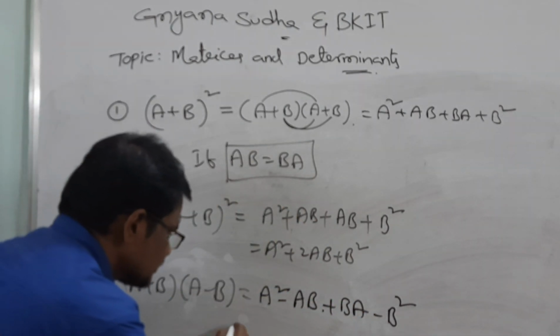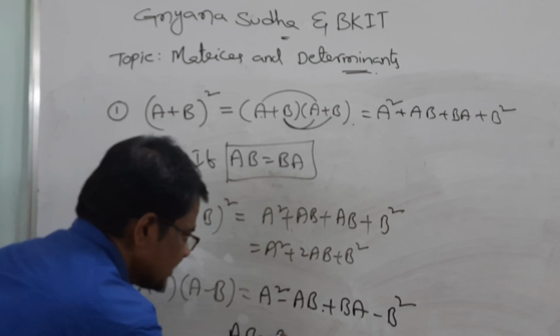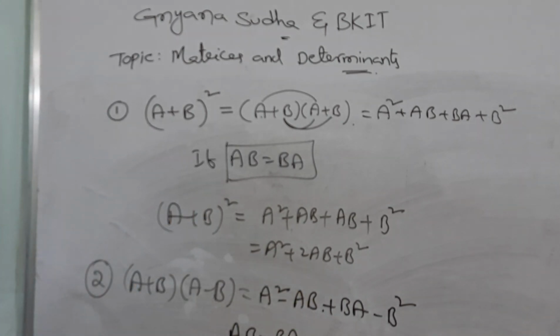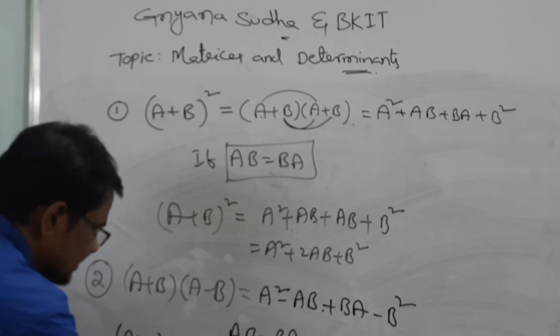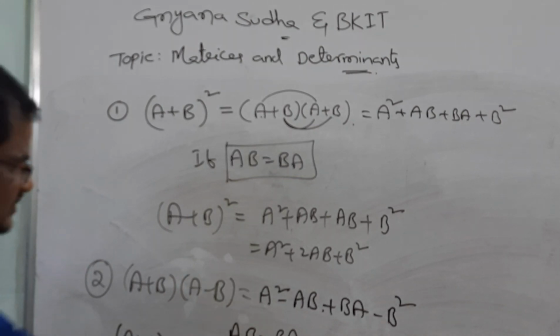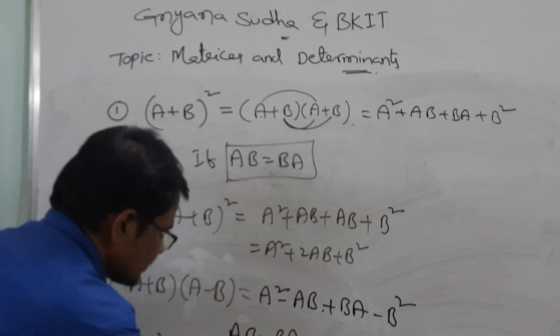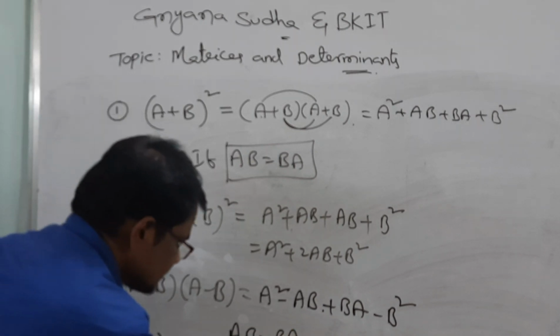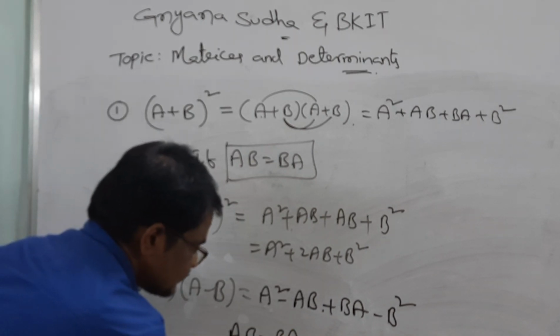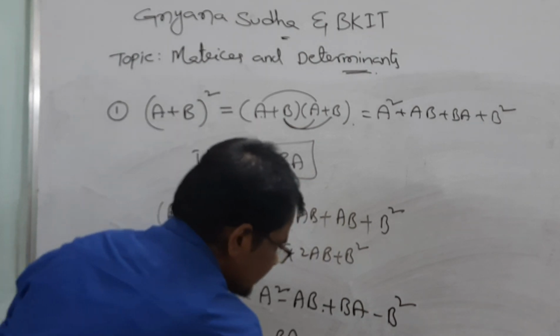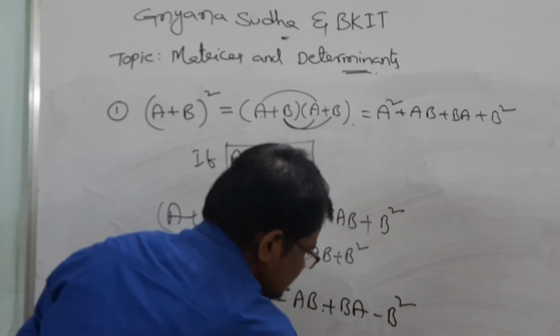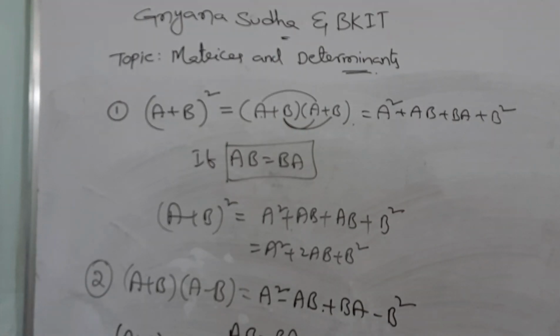Suppose here also they have given AB equal to minus BA. Then (a plus b) into (a minus b) becomes a square, and here AB equal to minus BA, so minus BA plus BA minus b square. So these two get cancelled. Now you can write a square minus b square. Okay. Next.